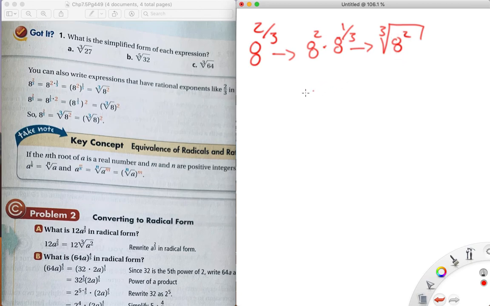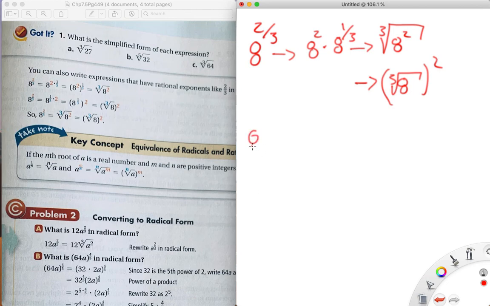Or I can write it as 8 with the cube root, and then in parentheses I can raise that to the square. These two are the same. I can either square it and then put it under the radical symbol, or I can cube root it and put it in parentheses and square it. Either way it gets me to the same answer.